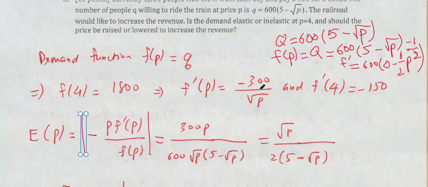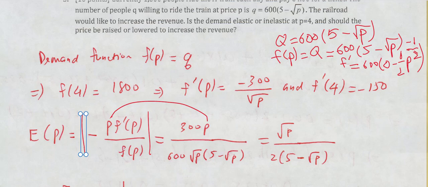And 300 over the square root of p, so 300 over the square root of p, that is f prime. And on the top we still have p, therefore p is right here. So this p is this p here. And 300 over square root of p is right here. And f of p at the bottom, it's just right here, which is Q, or 600 times 5 minus radical of p. That's why we got this expression at the bottom here.